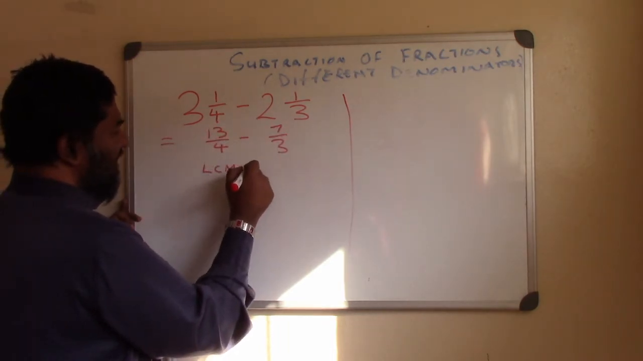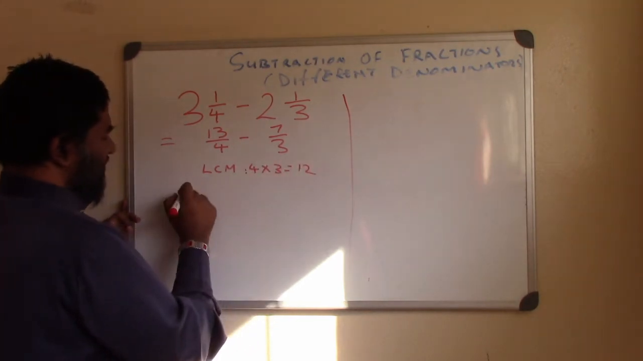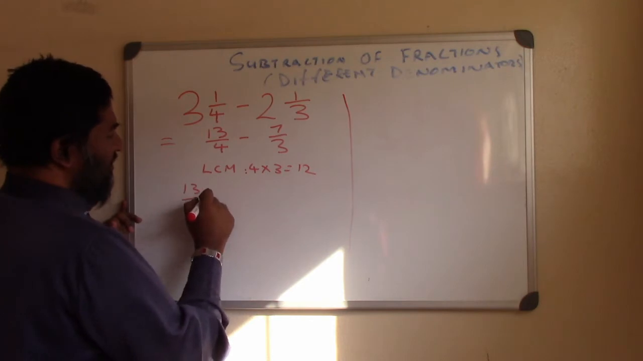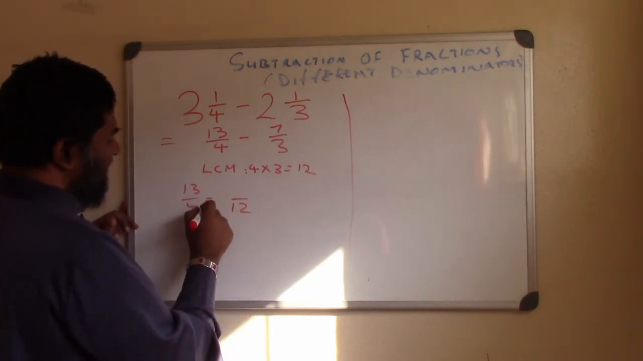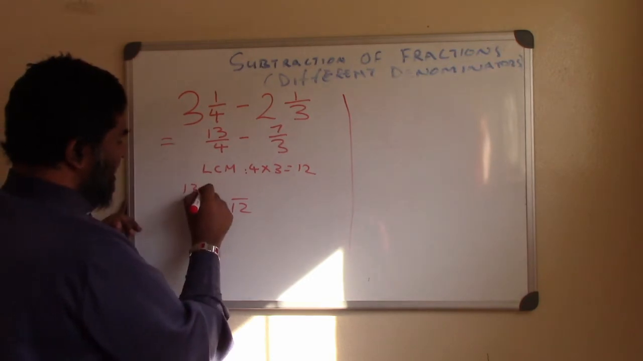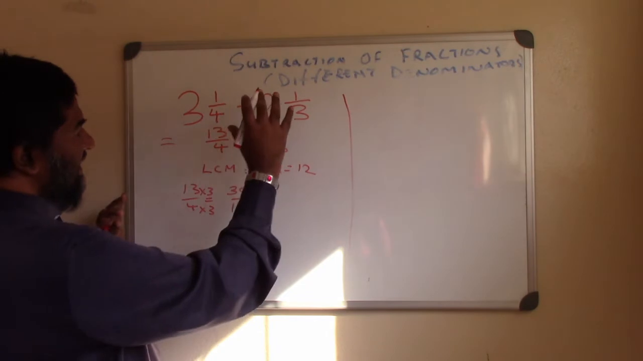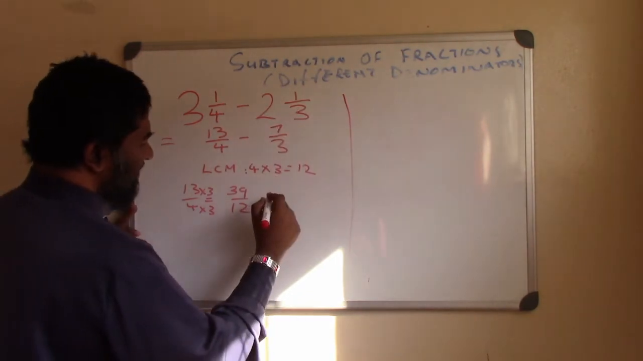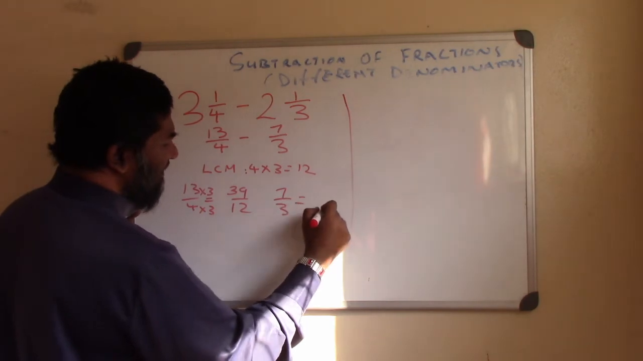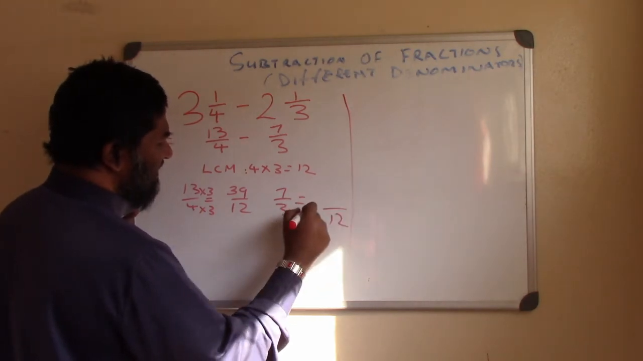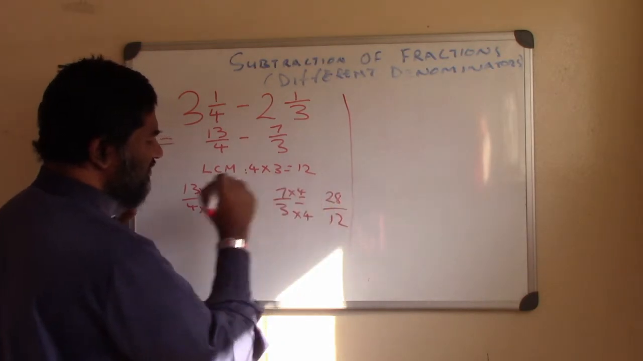LCM of 4 and 3 is 4 times 3, which equals 12. So 13 over 4 will equal something over 12. 4 times 3 gives me 12. 13 times 3 gives me 39 over 12. I must do the same with the fraction on this side. 7 over 3 would equal something over 12. 3 times 4 gives me 12, so 7 times 4 gives me 28 over 12.